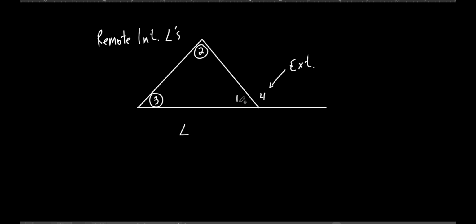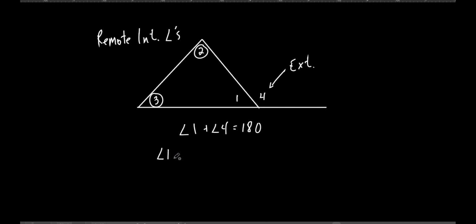So what's true about 1 and 4? They form a straight line. We already talked about that today. So what can I say about 1 and 4? What could I do with 1 and 4? They add up to be 180, correct? Yeah? All right, what about angles 1, 2, and 3? What do they do? They add up to 180.